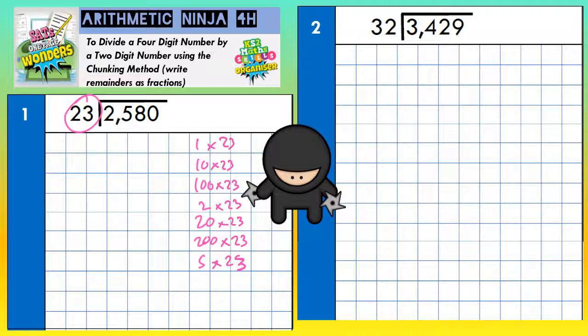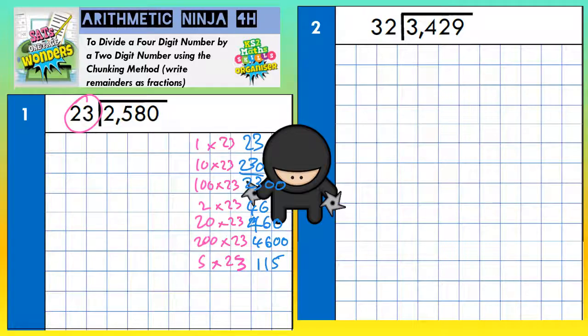Now we need to obviously work out what those chunks are. 1 23 is 23, 10 23s is 230, 100 23s is 2,300, 2 23s is 46, 20 23s is 460, 200 23s is 10 times bigger again, so 4,600. And 5 23s is half of 10 23s. Well, 10 23s is 230. Half of that is 115.